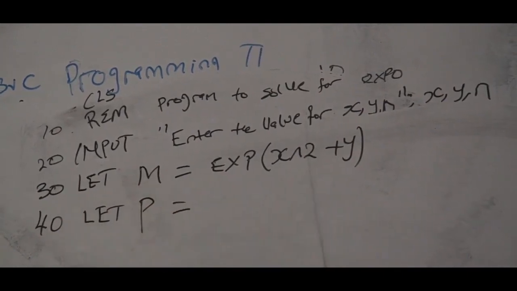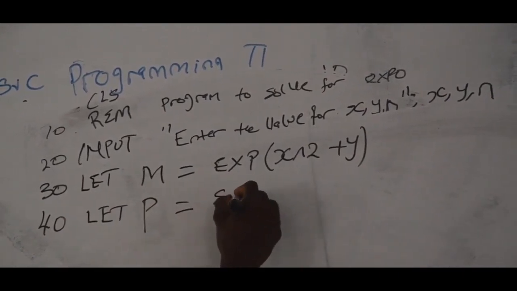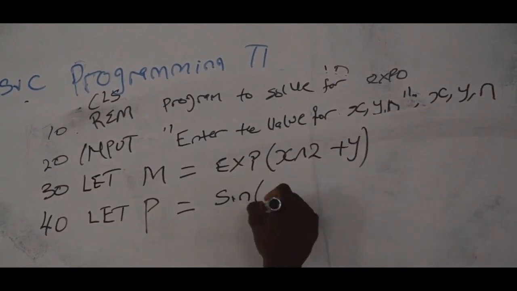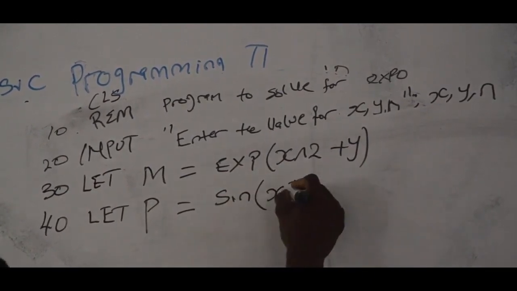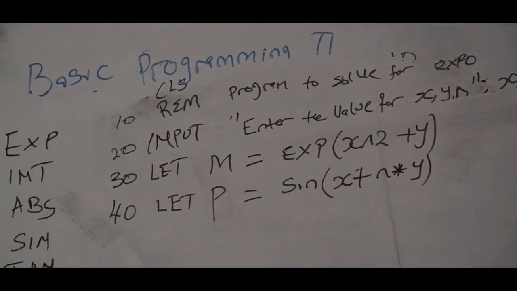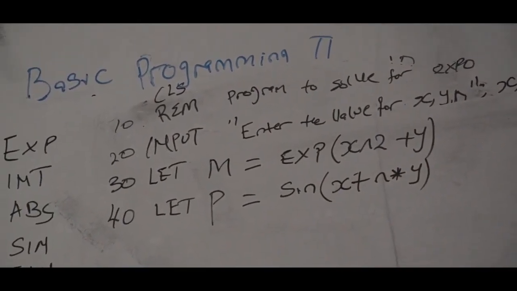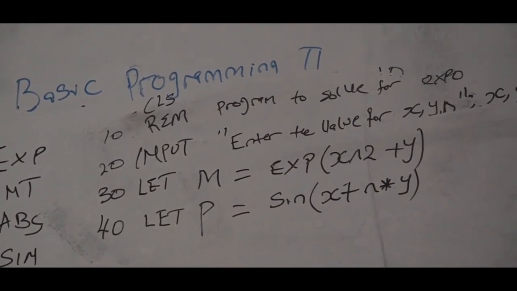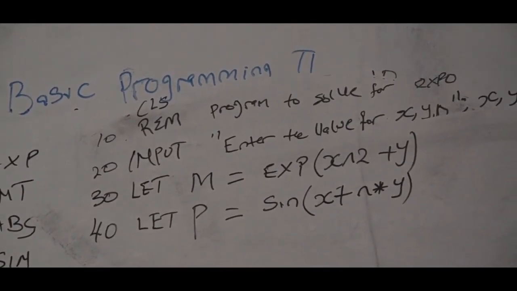Let p equal to sine what? Open bracket x plus n multiplied by y, close bracket. You see, what we just try to do is to break it down. We use this one to represent m, while we use this one to represent p. So it will be easier for the compiler.